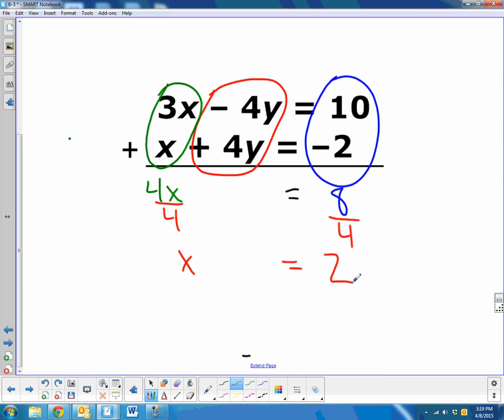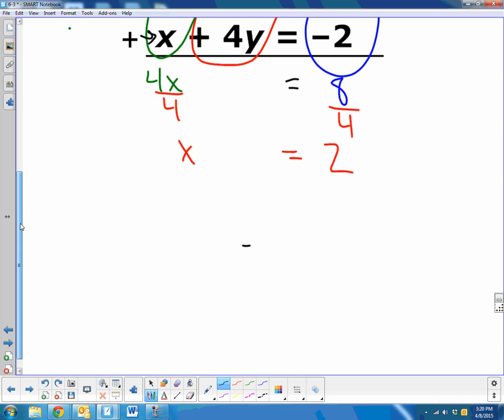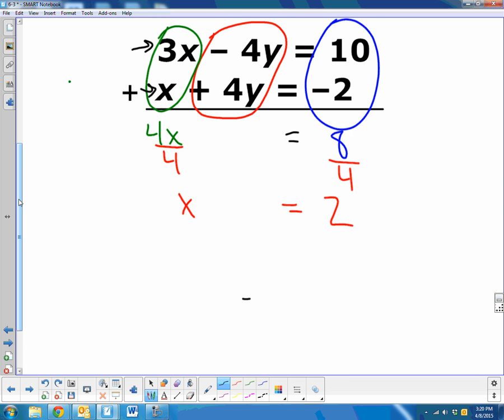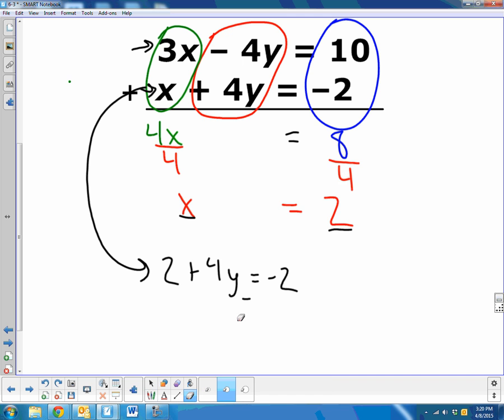Now I can go back and I can look at these original equations. I've got x plus 4y equals negative 2, and I've got 3x minus 4y equals 10. I need to substitute this 2 in somewhere. So x equals 2, I'm going to choose the first equation, simply because it's got less numbers to worry about. I'm going to put it right down here. I'm going to say that x plus 4y equals negative 2. I know that x equals 2. So I'm going to write 2 plus 4y equals negative 2.